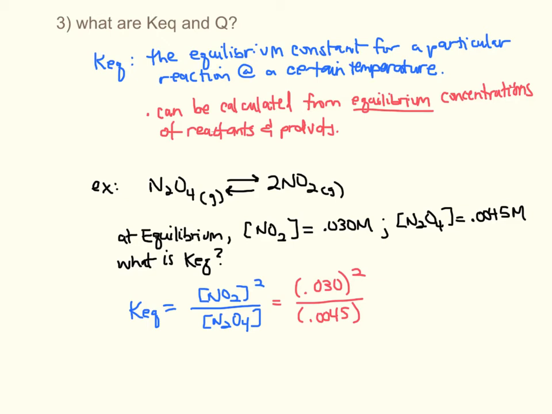And now this just becomes a math equation. And when I work it out, I get this number, 0.20. Notice Keq has no unit on it. So this number, what does this number even mean? So we know that the equilibrium constant for this reaction is 0.20, but who cares? What does that mean? Well, that number actually tells you quite a bit about the reaction.